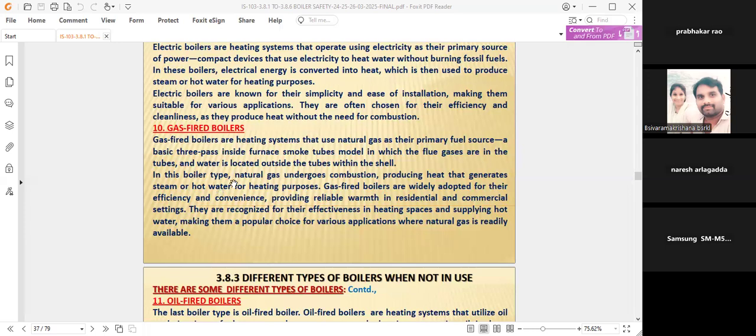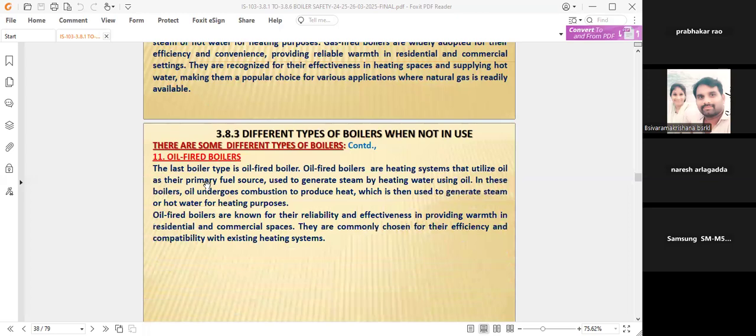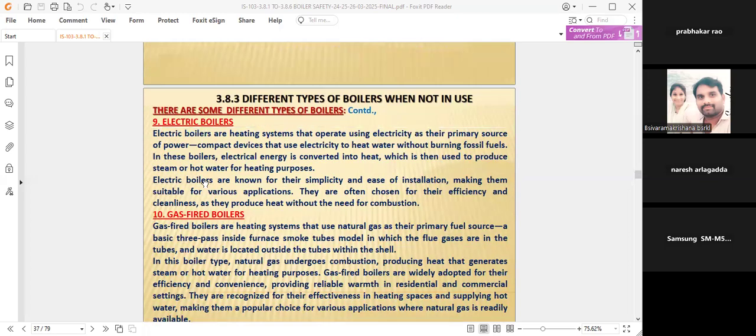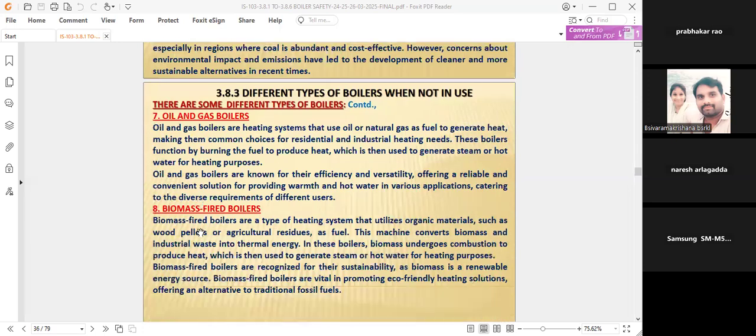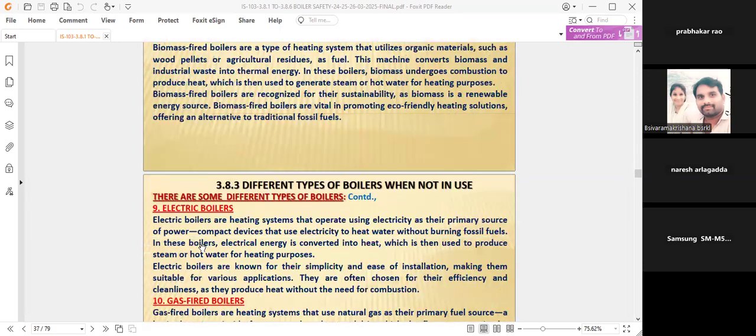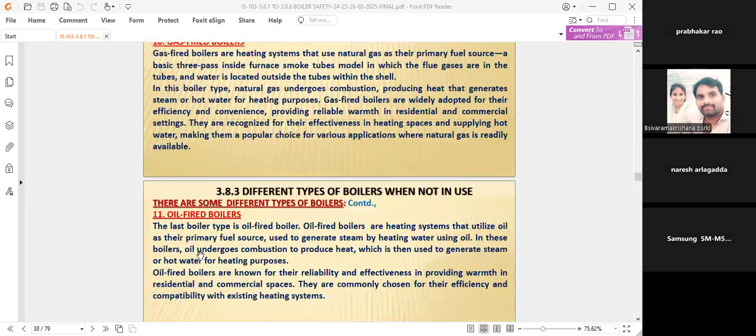That's why we have to encourage natural gas, to avoid the release of greenhouse gases to the atmosphere. Natural gas consumption is also one of the important areas to be taken care of. Last but not least, oil-fired. This is oil and gas, whereas this is only gas, whereas this is only oil.